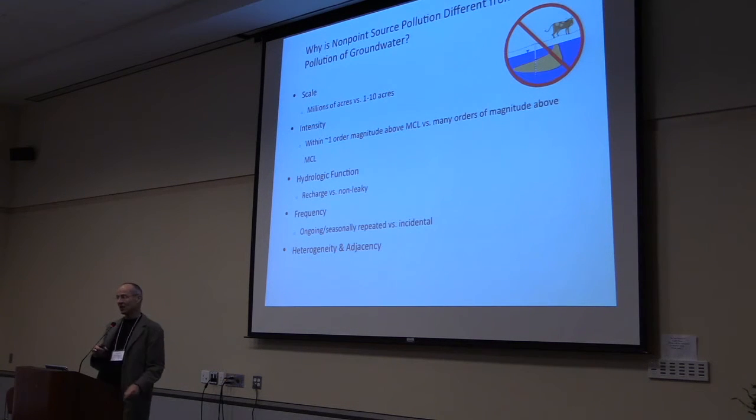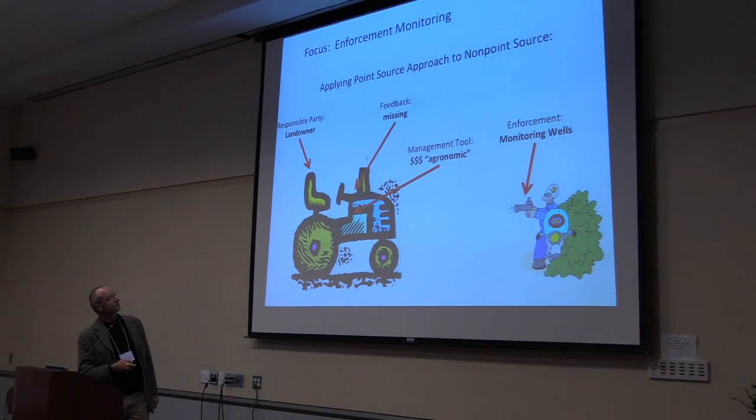You don't have non-leaky systems. Agriculture, stormwater drainage is leaky by design. You have that leakage going on a repeated basis, and pollution sources are adjacent to each other. They're not separate. It's not as if you could put a monitoring well between pollution sources to see which one actually pollutes how much. So there are challenges with respect to how we monitor, how frequently we monitor, and what we use to regulate nitrate discharges to groundwater.